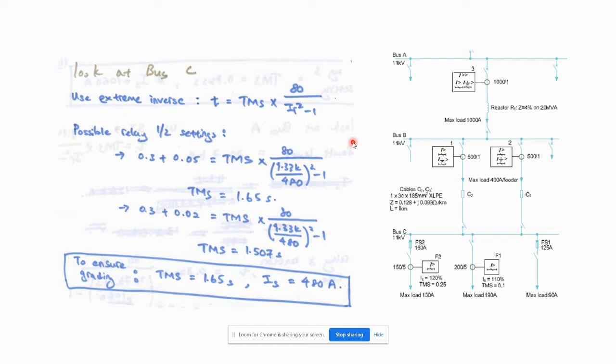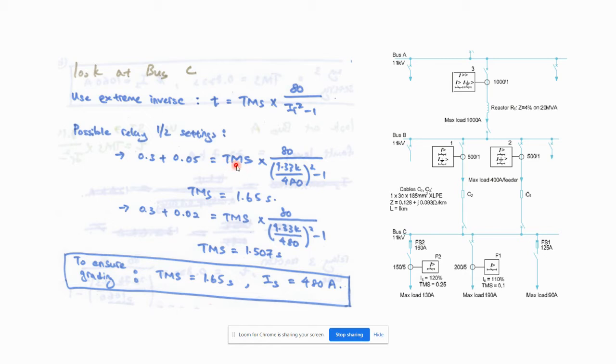The difference between all those possible curves is that different curves will give you different reaction times. The reaction time is given to you by T. The TMS is the time multiplier setting, and the IR here is the relative current between your fault current and your IS, I setting. So this is the simple equation for the extreme inverse curve, and we are still at bus C. So, possible settings for relay 1 and relay 2.